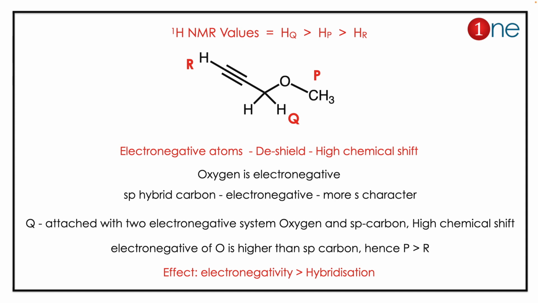So what really happened? Q hydrogen is attached with both oxygen and alkyne, so it has the higher chemical shift. Then comes P because of oxygen electronegativity. Then comes R because it is the sp hybridized carbon. So the order will be Q, P, R.